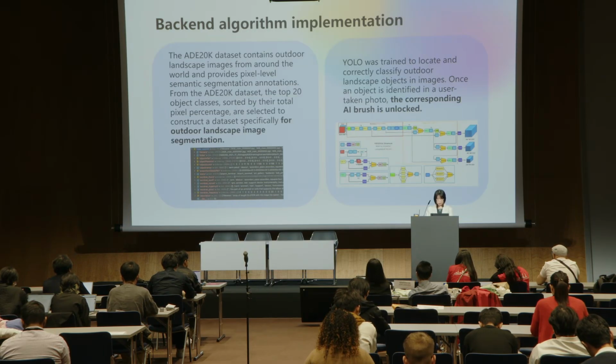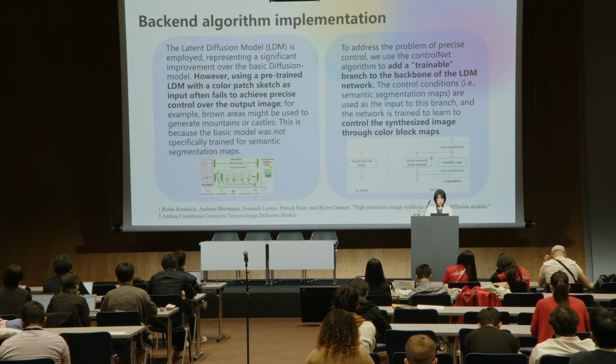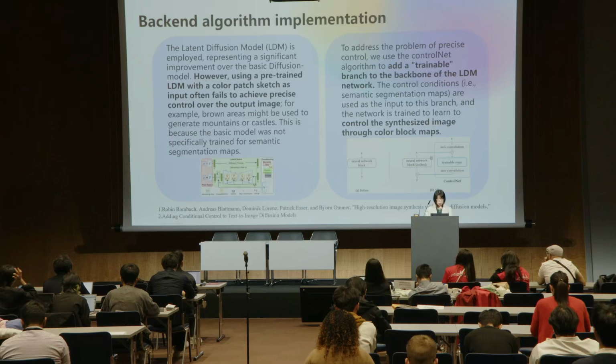objects in the images. And for the LDM models, using the pre-trained LDM with a color patch sketch as input often fails to achieve precise control over the output image. For example, the brown areas might be used to generate mountains or castles. This is because the basic models were not specially trained for the semantic maps.